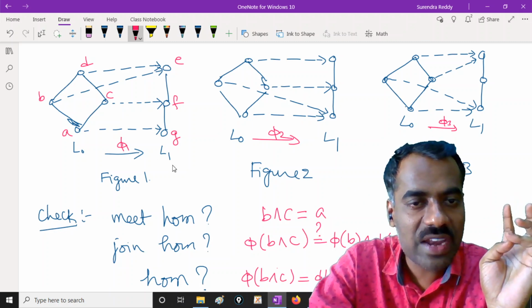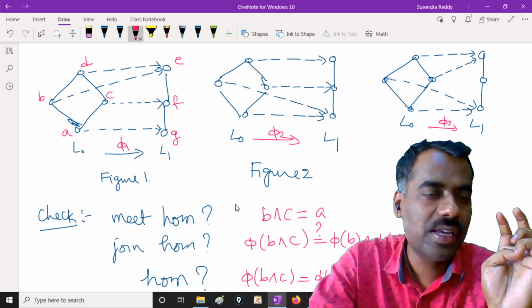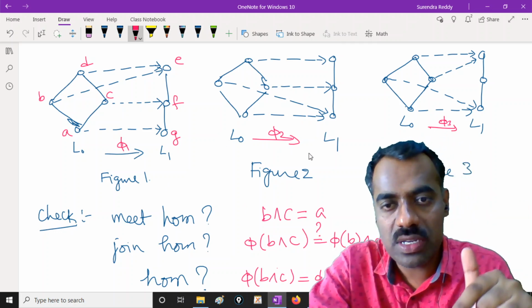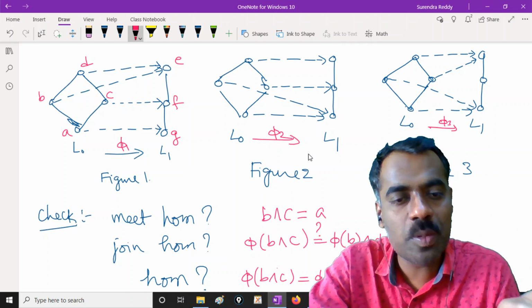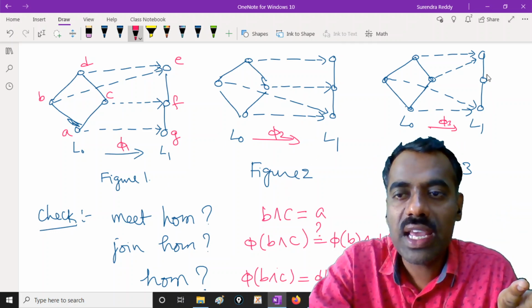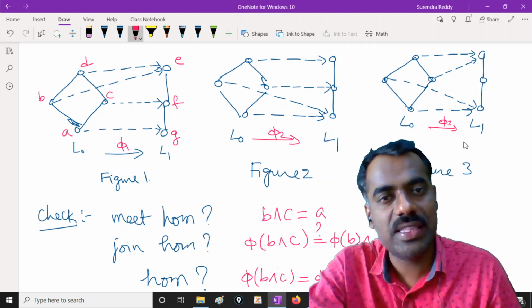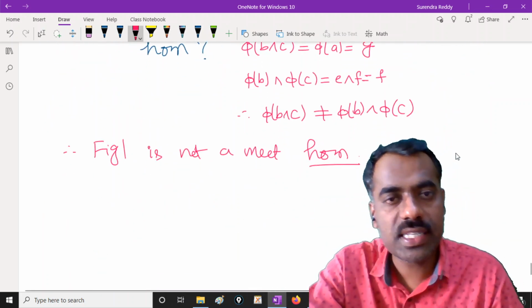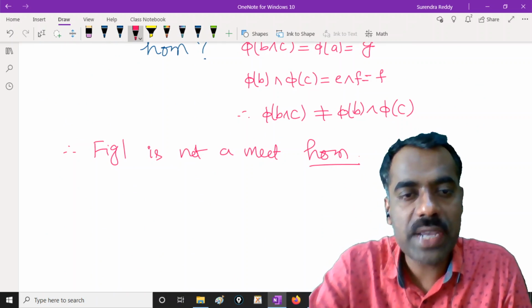I have already explained phi 1 is not a meet homomorphism. Can it be a join homomorphism? That you have to check. What about this phi 2? You have to check whether it is a meet homomorphism or whether it is a join homomorphism, right? And what can you say about phi 3, right? So we will see in the next class if you have any difficulty in this one.